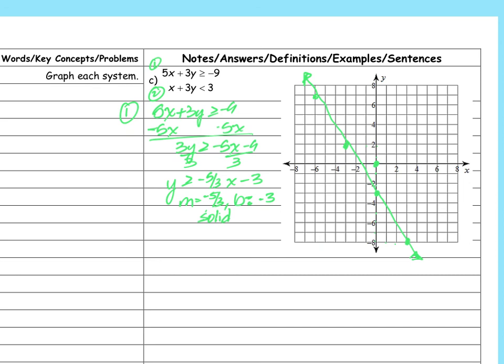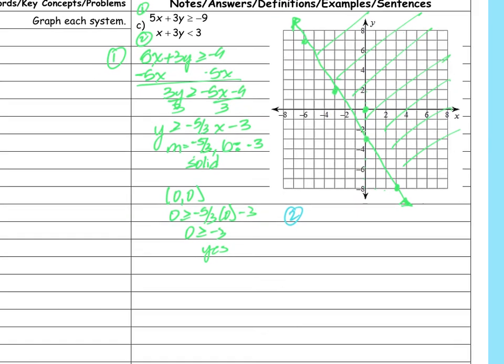Okay, so choose a point. 0, 0. Let's see, what do I got? 0 is greater than or equal to negative 5/3 times 0 minus 3. Is 0 greater than or equal to negative 3? Yes. So that side. And then I'm going to do question 2 down here, I guess.